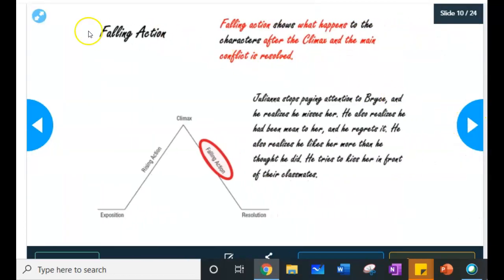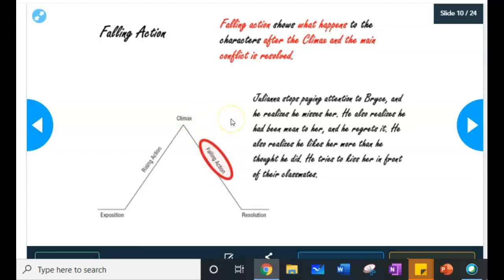Now we move on to the falling action, and this should be easy to remember. The rising action is when you're going up, and the falling action is when you're going down, because most of us fall down. The falling action shows what happens to the characters after the climax and after that main conflict is resolved, right? There's the climax and then the falling action.